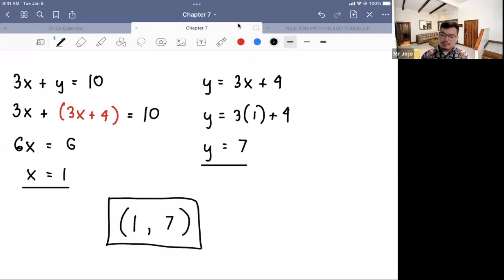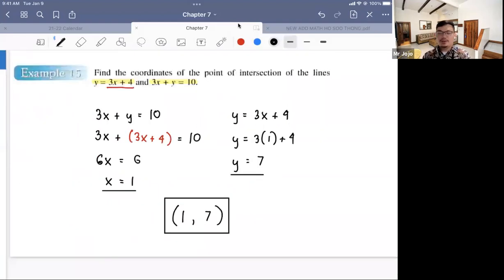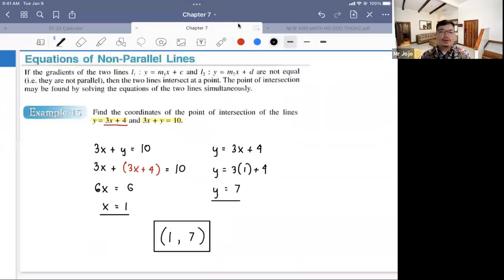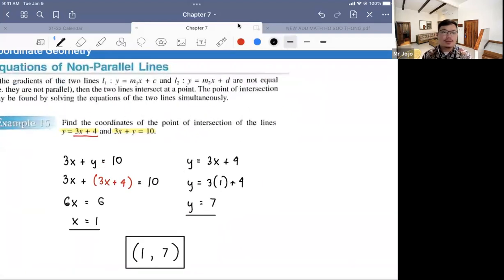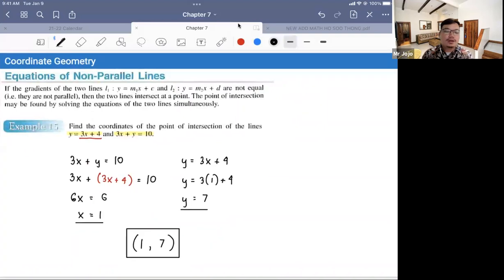And that's it. Any question, class? Any question with this one? All right, so that's it for parallel and non-parallel lines.